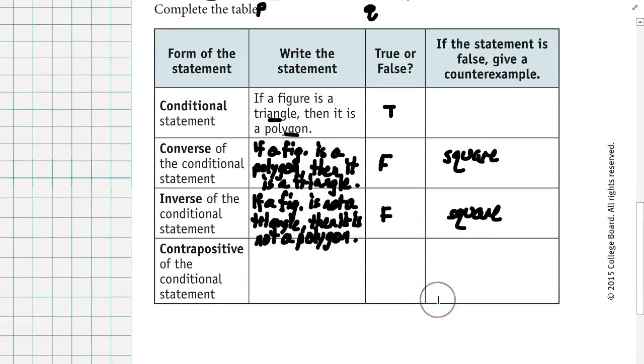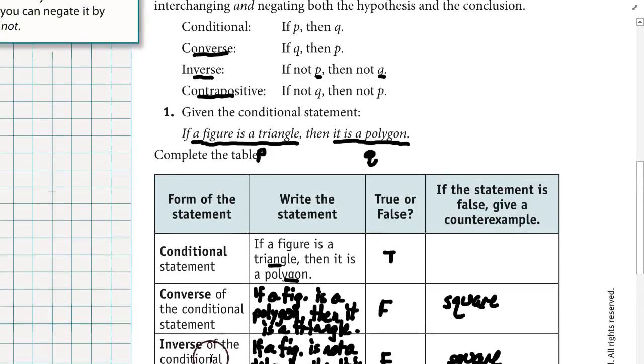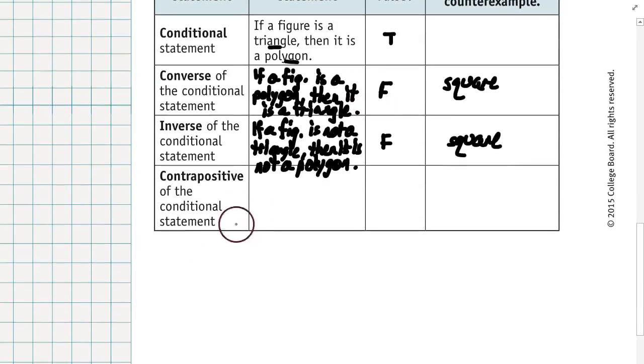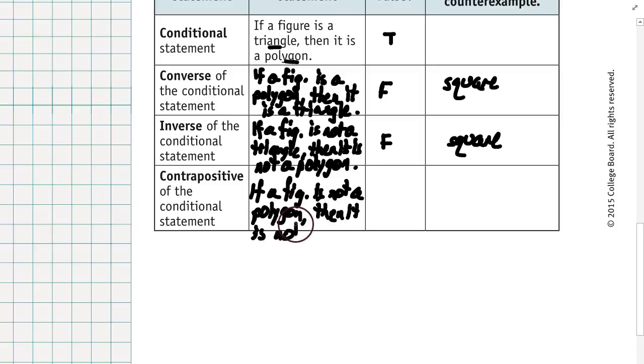Okay, the last sentence we're going to create is called a contrapositive. Let me scroll back a little bit to the notes about contrapositive. Here it is right here. To make the contrapositive, we're interchanging the ideas and putting the word not in both places. It would look like this. If a figure is not a polygon, then it is not a triangle.